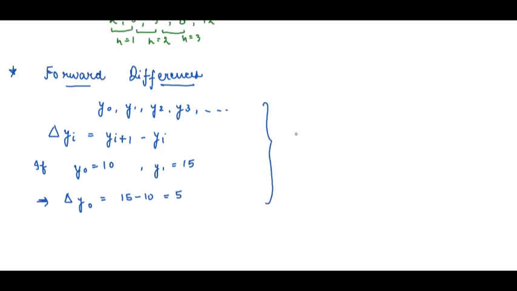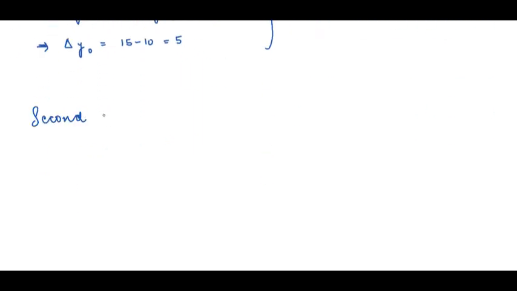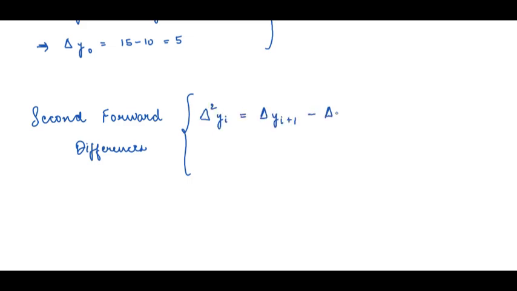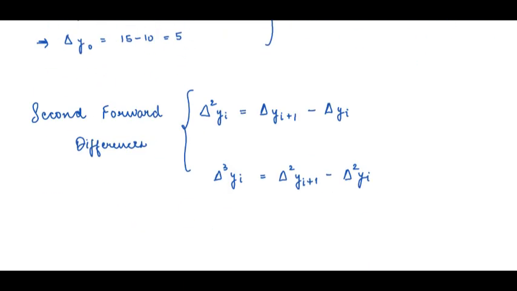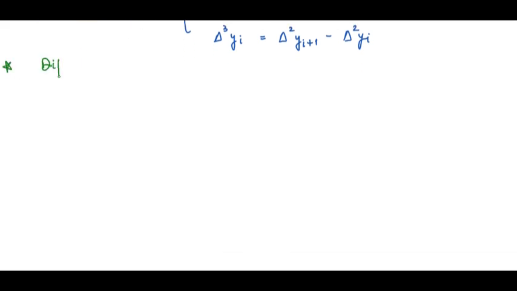Now comes the second forward difference, which is obtained by taking the difference of the first differences. So del square y_i becomes del y_(i+1) minus del y_i. Similarly, del cube y_i becomes del square y_(i+1) minus del square y_i, and so on. Suppose our data are somewhat like this: x as 0, 1, 2, 3 and 4, and y as 1, 4, 9, 16 and 25.